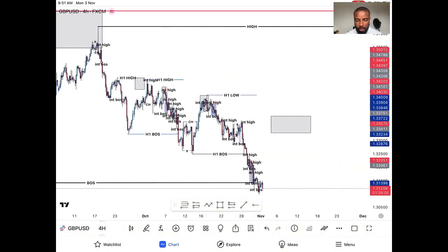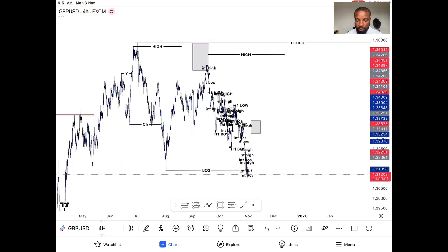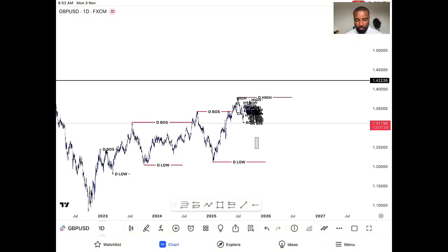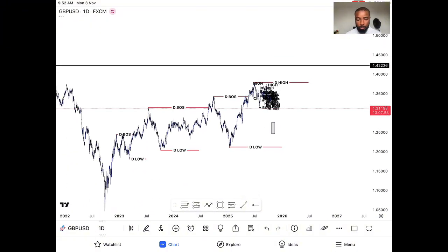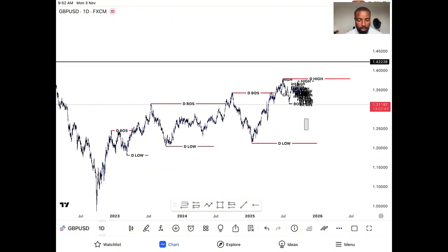Alright, so let me explain my analysis to you guys. Let me start from the daily, because I think it's going to be better if I start from the daily. Don't mind my chart. My chart can be messy at times, but trust me, when I'm done explaining, you're going to understand every single step here.